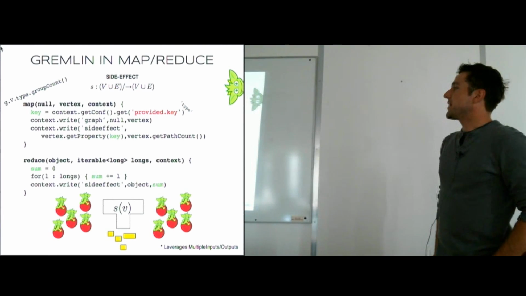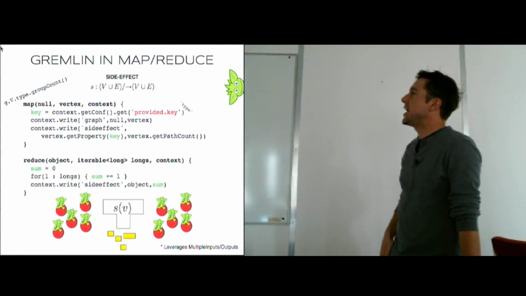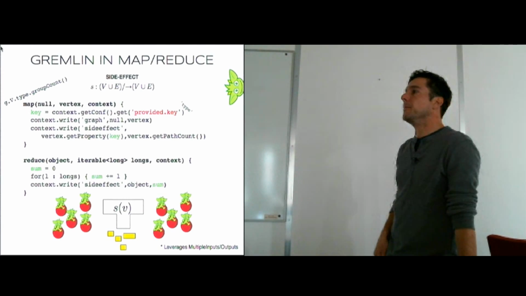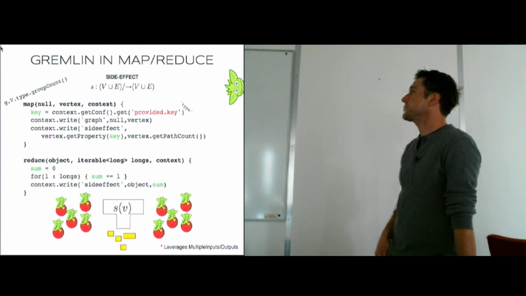And then the final one is a side effect. A typical side effect you'll do is, for example, for every vertex in the graph, what is the distribution of types? For example, how many gods are there? How many humans are there? How many demigods? How many monsters, given our running example?